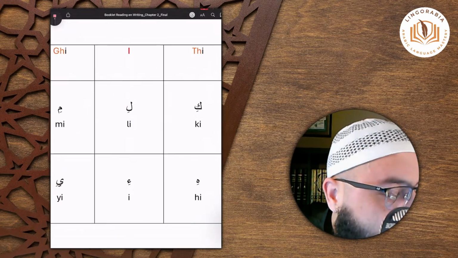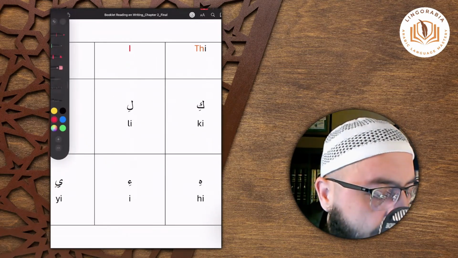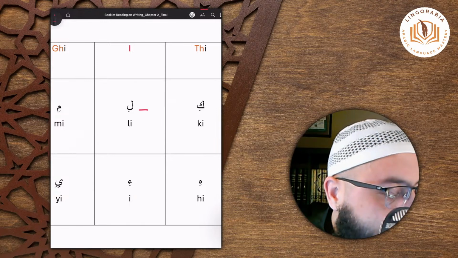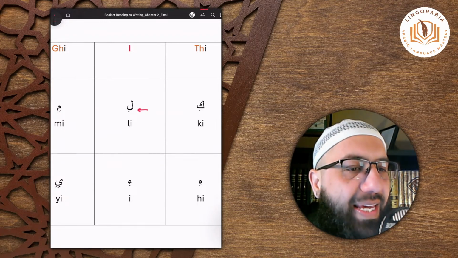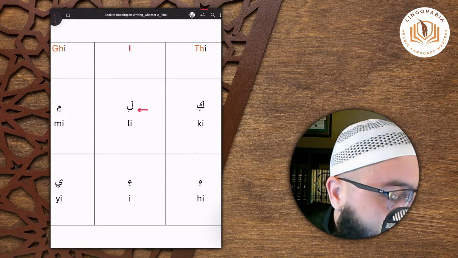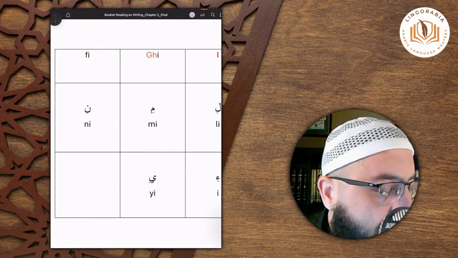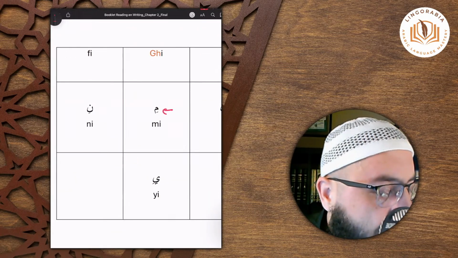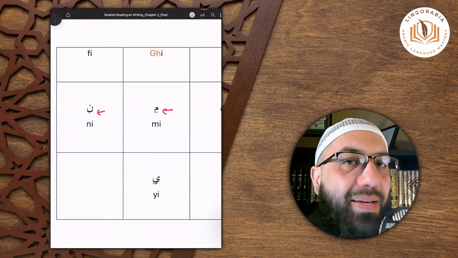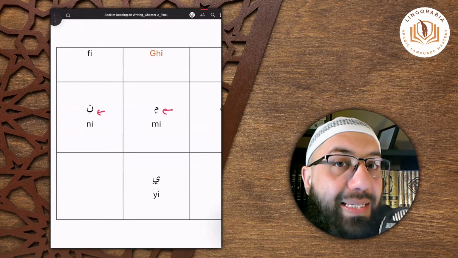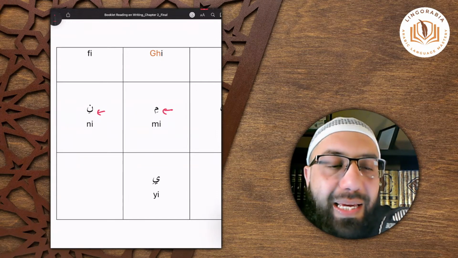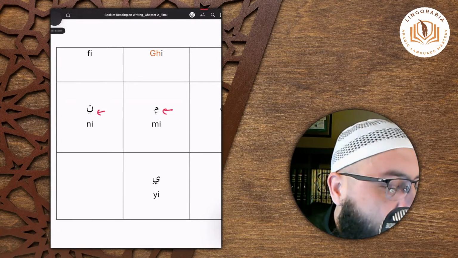Then we got the lam, guys. The lam with the kasra. Li. Don't say li heavily. Don't make it heavy. Li. Gently. Pronounce it gently. And we got the meem and the noon. The meem with the kasra, mi. And the noon with the kasra, ni. Pronounce it very gently, lightly.